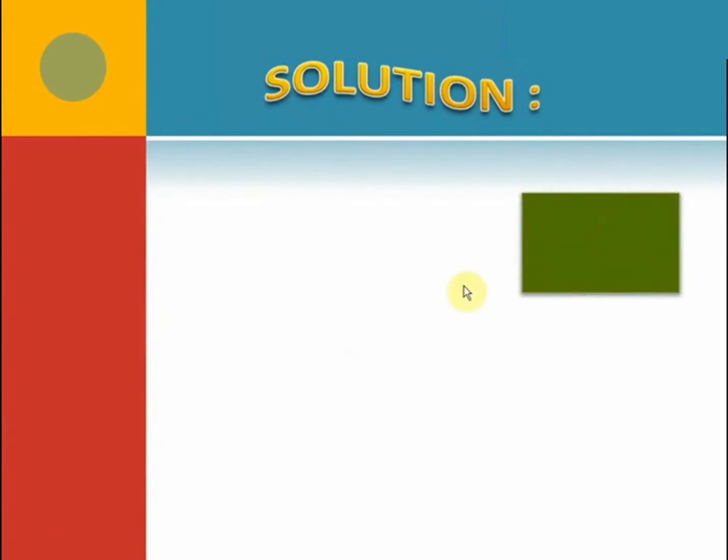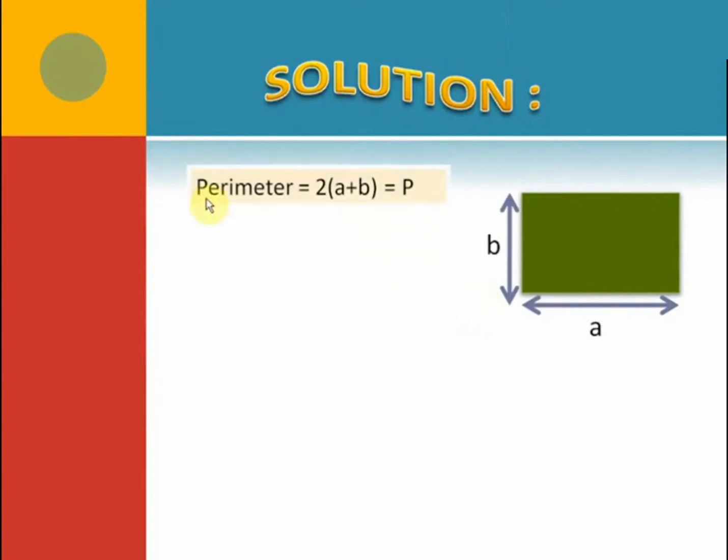Let us say that this is a rectangle in which the length of one side is A and the length of the other side is equal to B. Therefore, perimeter is equal to 2 times A plus B, and this is given to be equal to P. Area of this rectangle would be AB, and from this we get the value of B equal to P by 2 minus A. Therefore, the area would be equal to A into P by 2 minus A. Thus the area of this rectangle is A into P by 2 minus A.